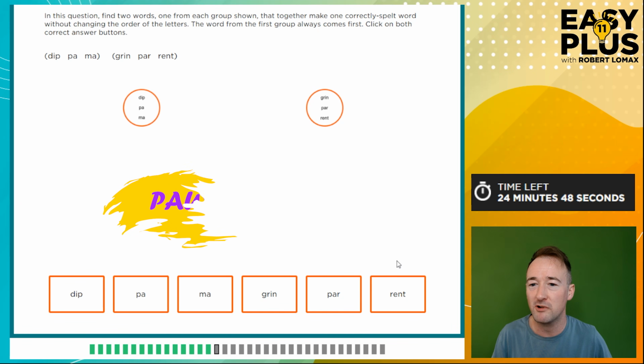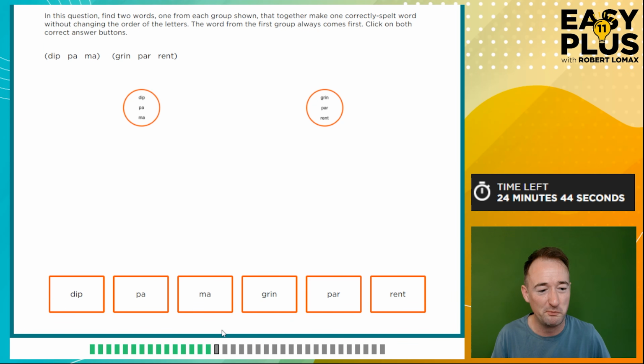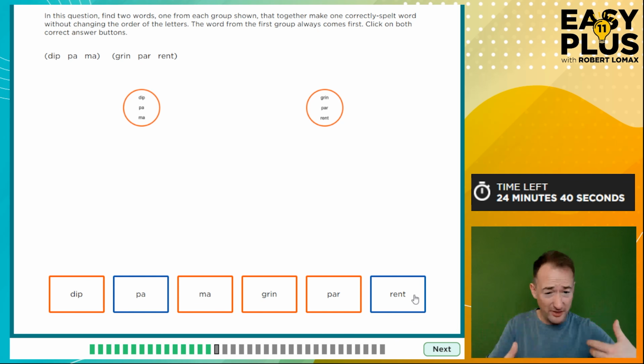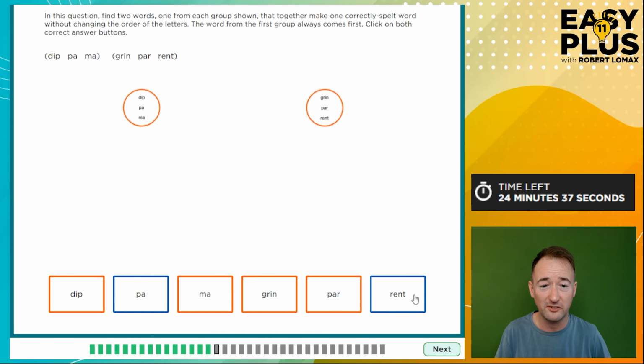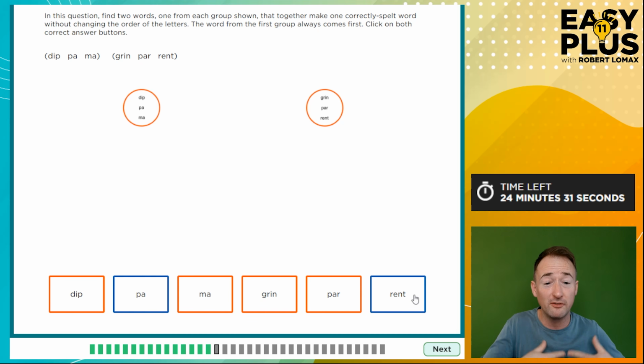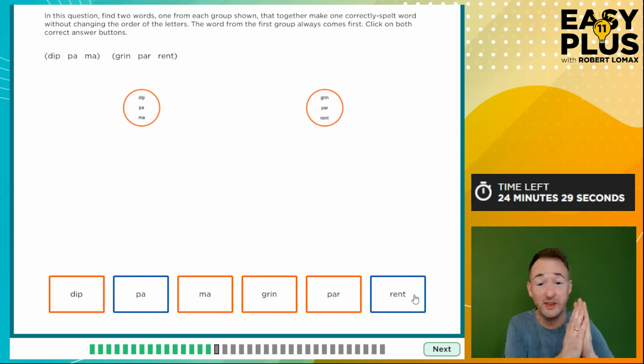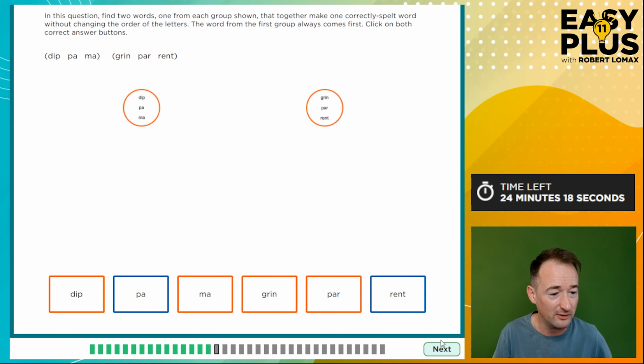Dipgrin, dipar, diprent, pagrin, papa, parent. Of course, it's parent. I think these are likely to be some of the simpler verbal reasoning questions for many people. You won't necessarily get this question type in the test. There are various kinds of reasoning problem that they might give you. But if these do come up, then they're a good opportunity to make up some time and give you a bit more time to use for other parts of the verbal reasoning section.